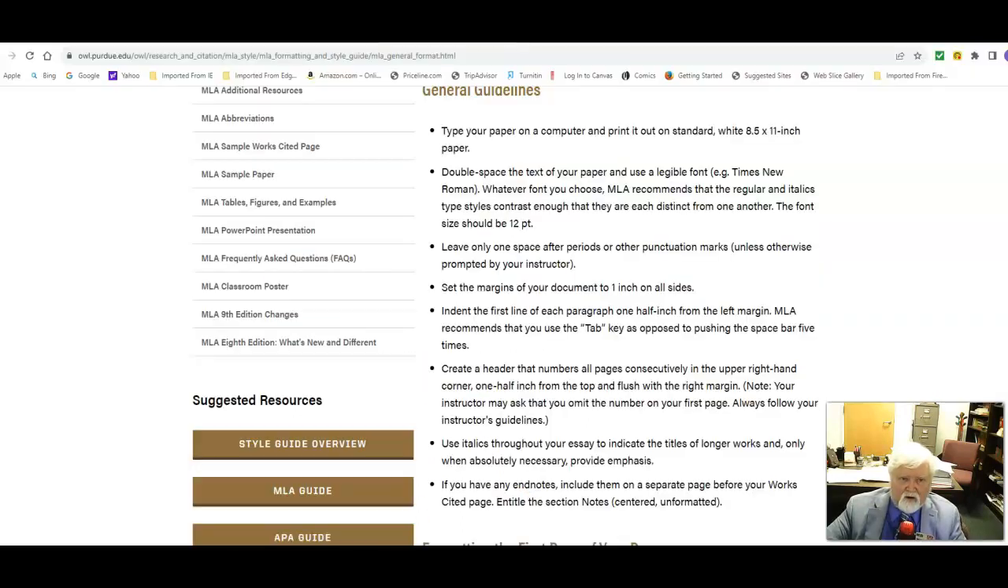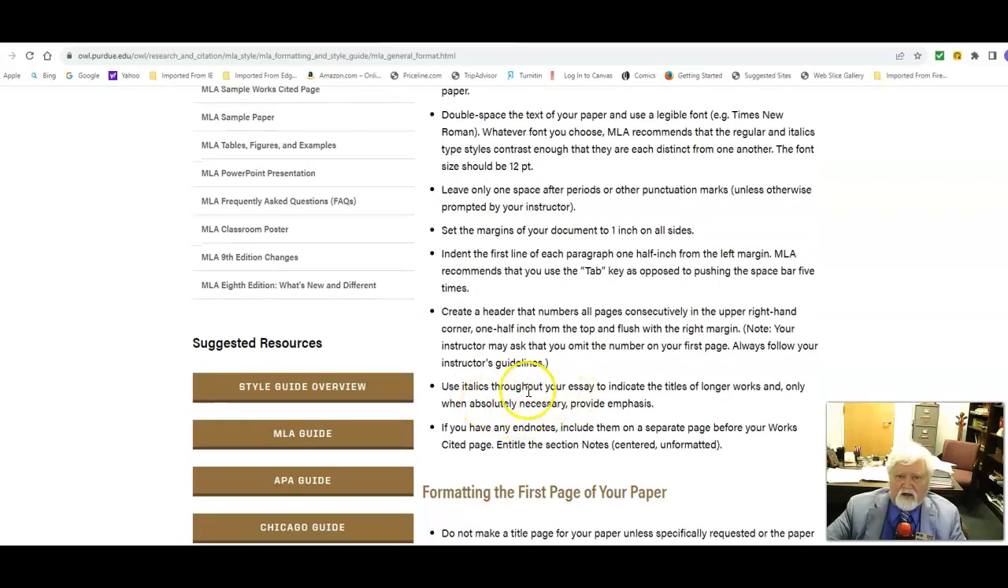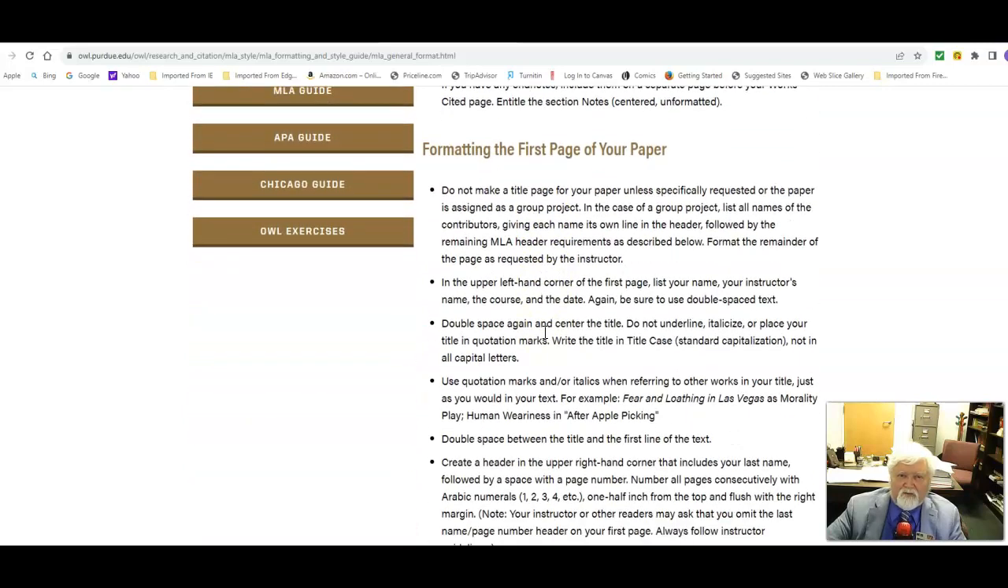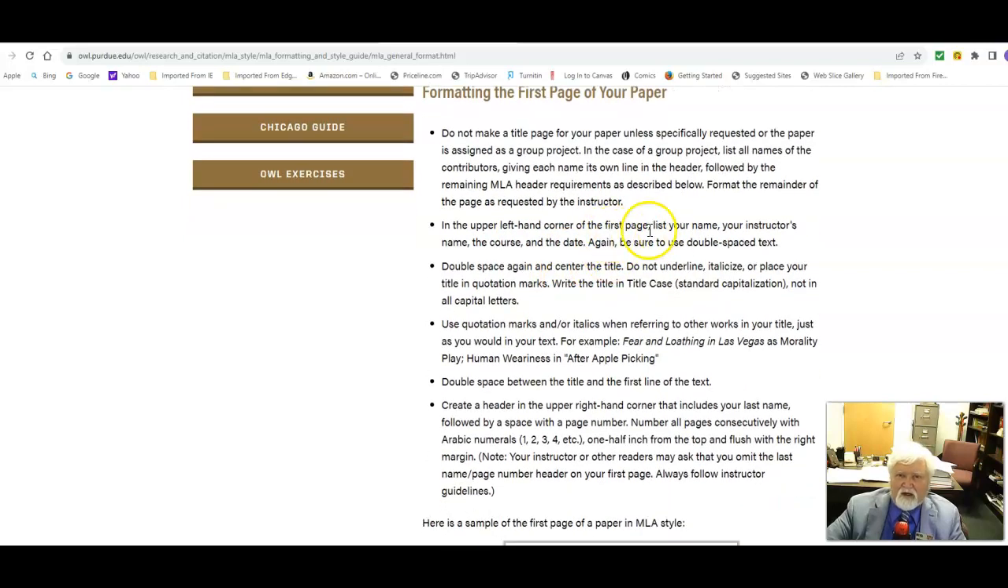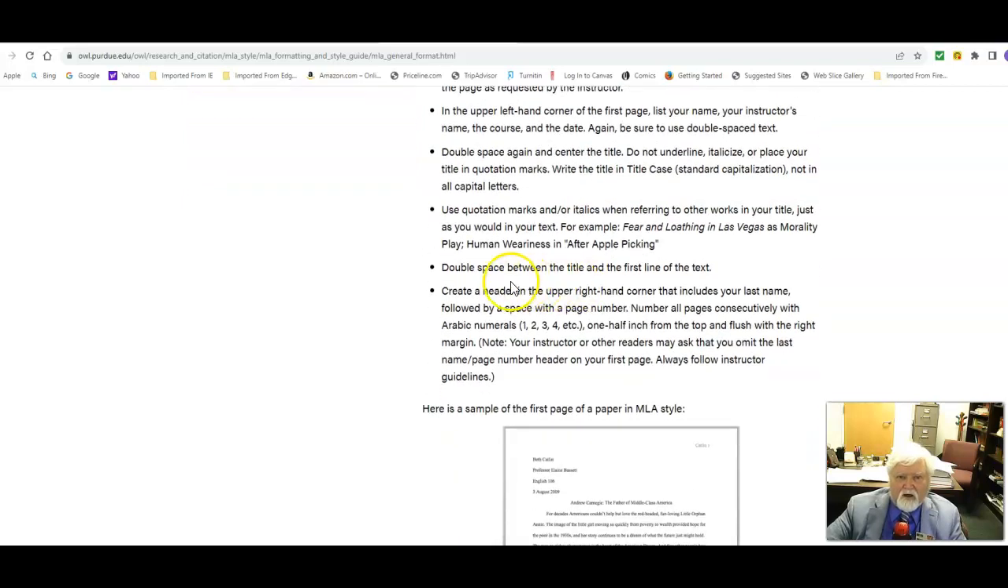So again, it tells you, hopefully this is on your screen again, you're going to create your header, you're going to use italics if you're going to have titles of longer works, we're not going to worry so much about that one. No title page, upper left corner you have, as it says here, list your name, your instructor's name, the course, and the date, which we just did, double space your text, center your title. Do not underline or italicize it. Use the standard font that you're using for your essay. Double space between the title and next line, which is what we did.